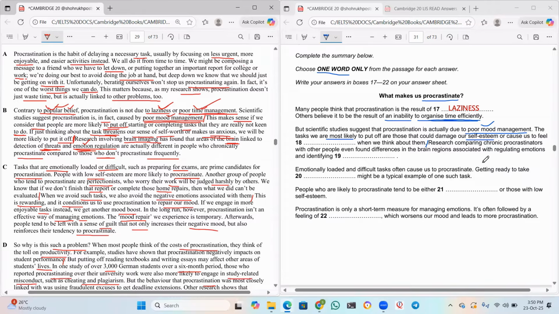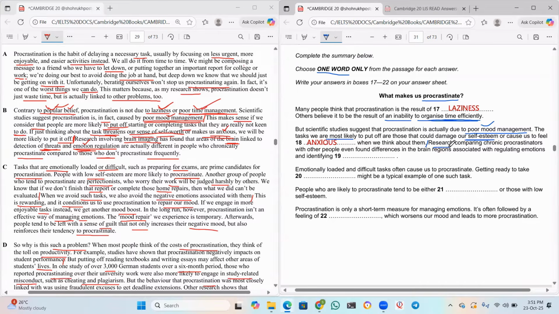I think I got the answer. So the tasks we are more likely to put off are those that could damage our self-esteem. Self-esteem is here. Our sense of self-worth, it is here. Or cause us to feel dash when we think about them. Or makes us anxious. Yes, sir. Cause us to feel anxious is the right one. Yes, so that's the answer. Anxious. Okay. So that one was also easy.